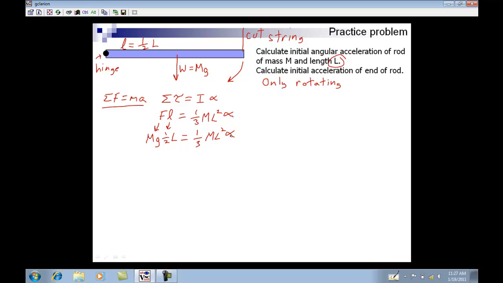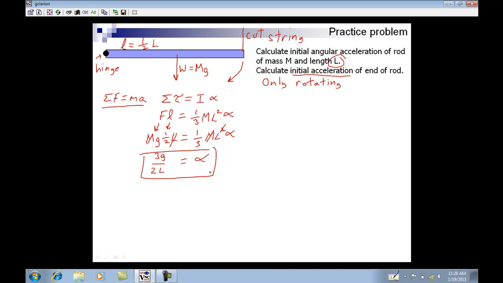The L's cancel? One of the L's. This L cancels with that L. Anything else? The m's cancel. So we actually get the alpha as equaling 3g over 2L. That's the angular acceleration. Now notice it said calculate the initial acceleration. So that's the angular acceleration. Let's also find the tangential acceleration.